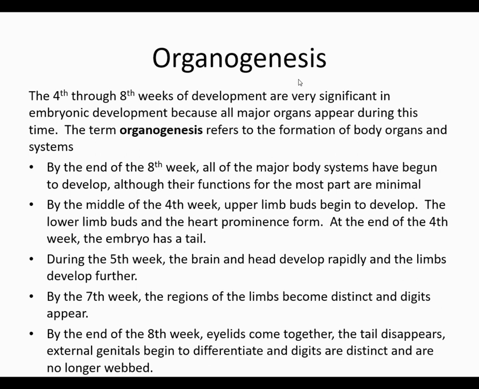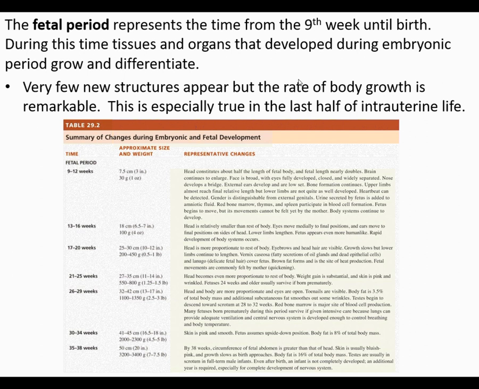The 1st trimester is very, very important. Now, the last 2 trimesters really represent the fetal period, or not quite the last 2 trimesters, since it still includes part of the 1st trimester. The fetal period is the 9th week through birth, and during this time, tissues and organs that developed during the embryonic period grow and differentiate. Very few new structures appear, but the rate of body growth is remarkable, especially in the last half of intrauterine life. So really in the last part of the 2nd trimester and the 3rd trimester.